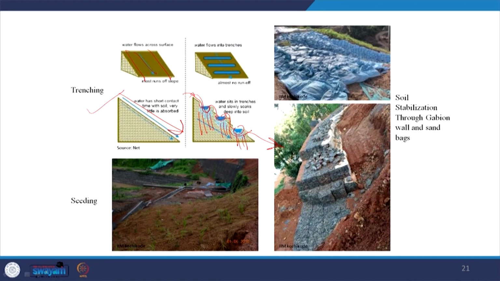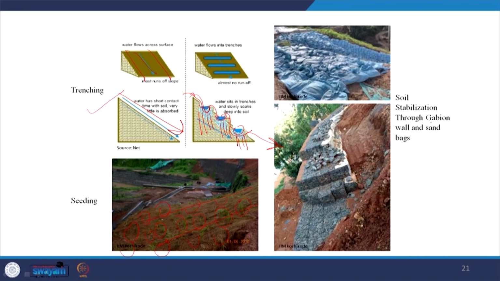The other method is seeding. So the slopes will then be seeded. So there will be vegetation which will be there. Loose and not a very manicured planned manner, but just seeding the entire slope will help in reducing the flow of water and percolation of it down to the ground and reducing the soil erosion.